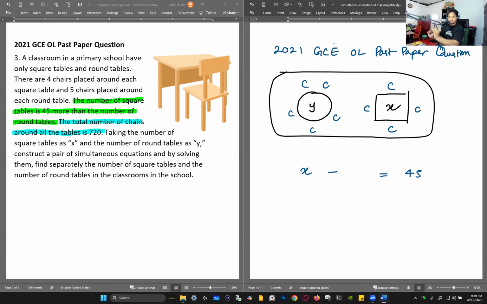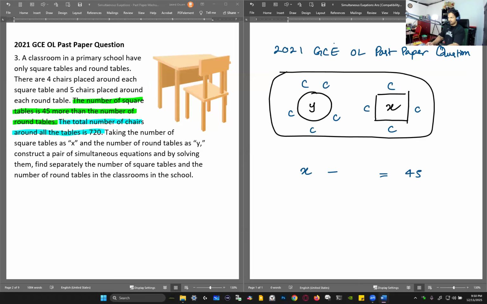X is 45 more than the number of round tables. It's a difference. If, for example, Javed sir's age is 10 years more than Miss Fatima's age, so my age is the higher age, right? I'm guessing, okay? I'm giving you a random number. Or Javed sir's weight is 20 kilograms more than Miss Fatima's weight. You got the point, right?